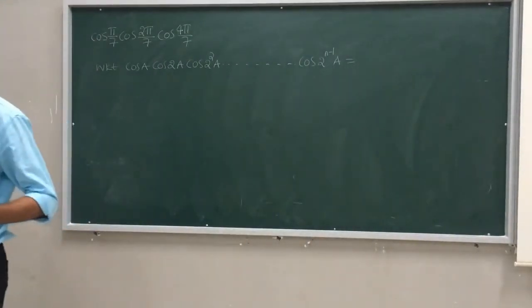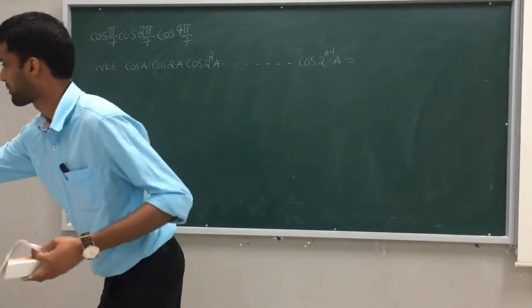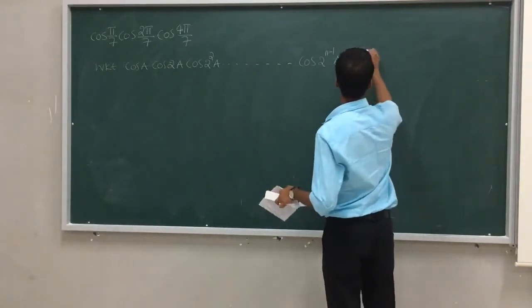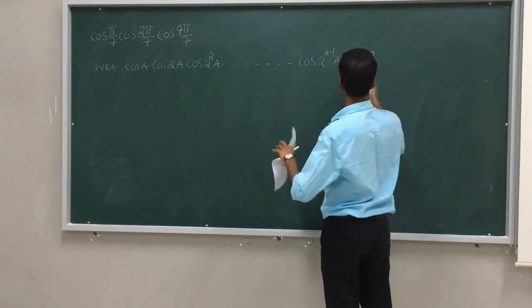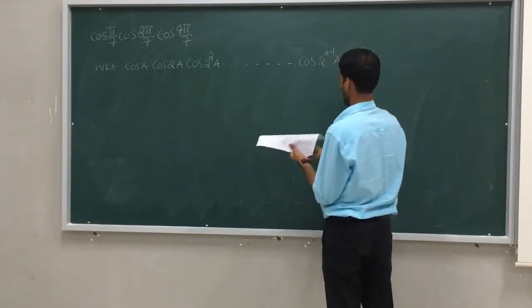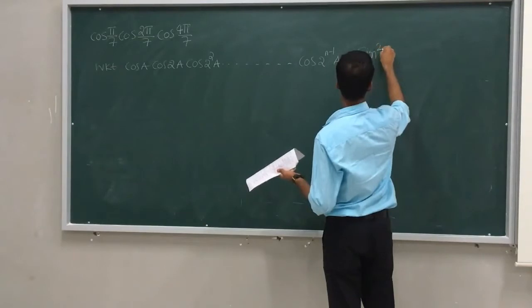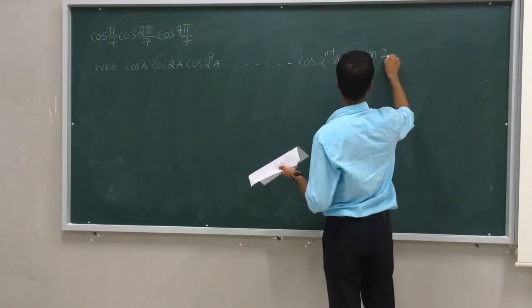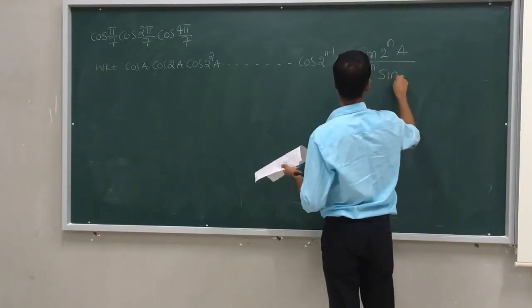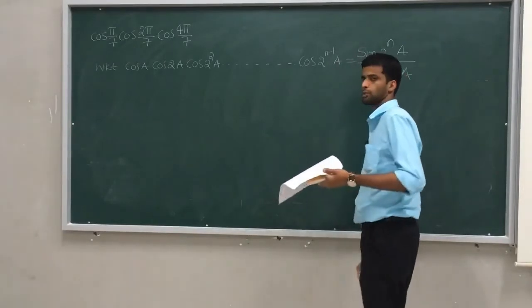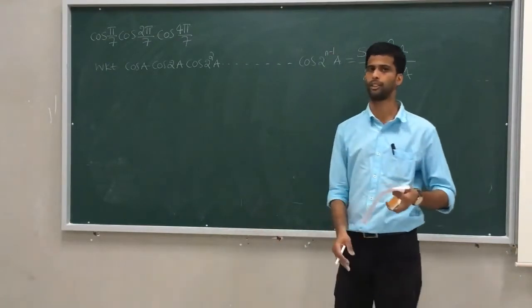It is nothing but sin raised to 2n a, into 2 raised to n sin a. So sin of 2 raised to n a upon 2 raised to n sin a. You just refer the formula.